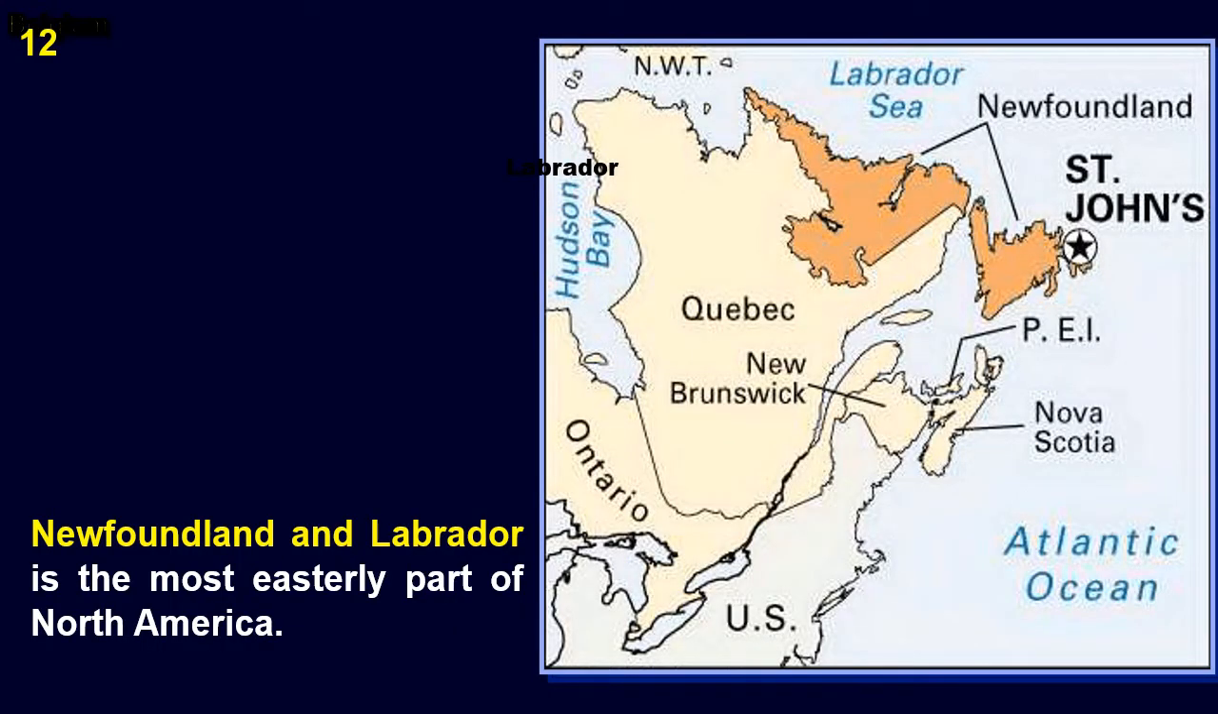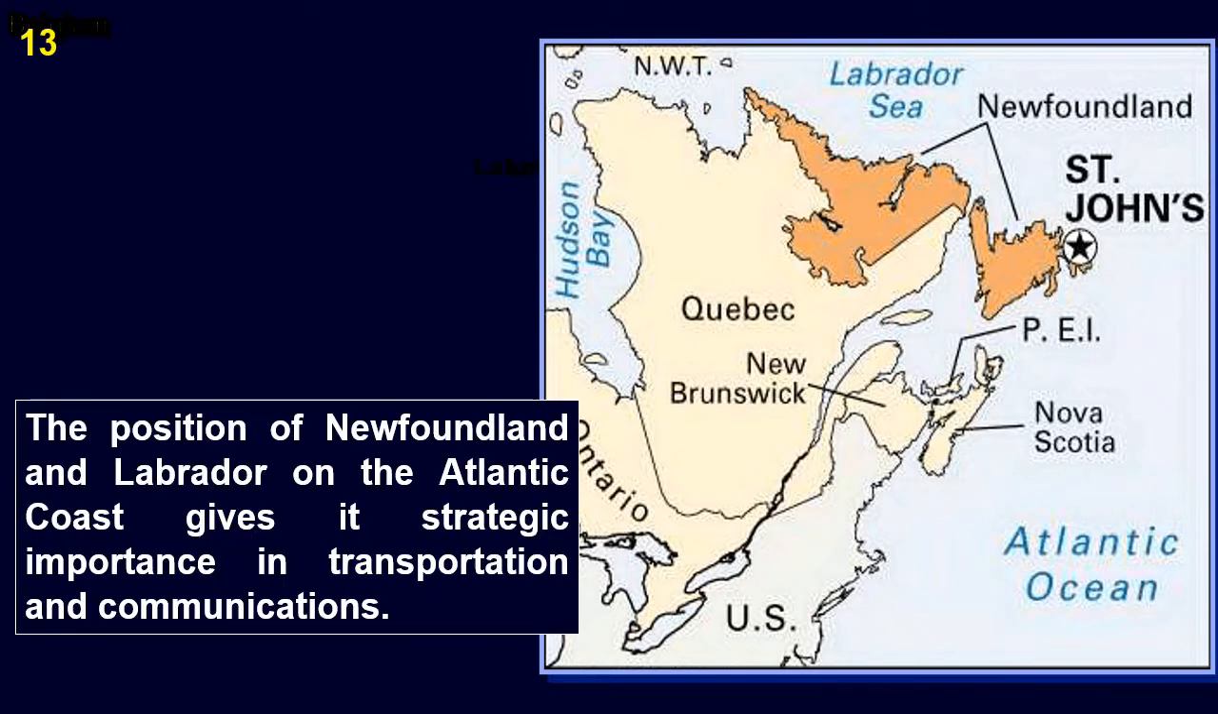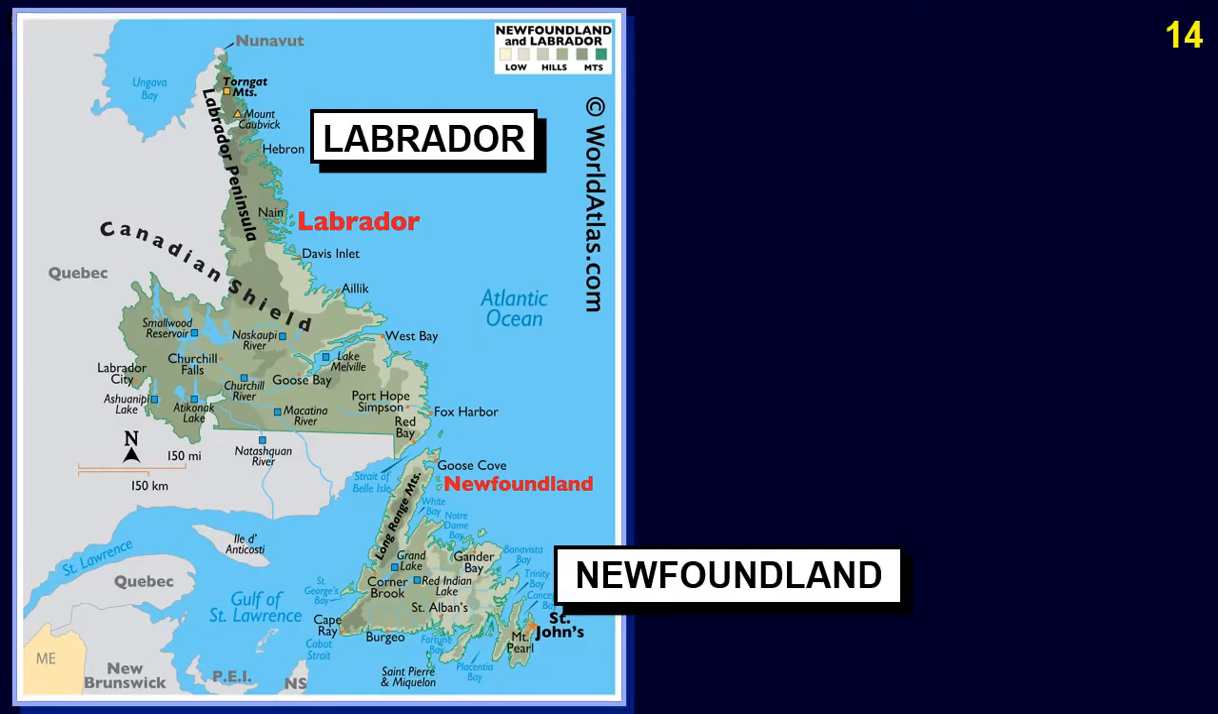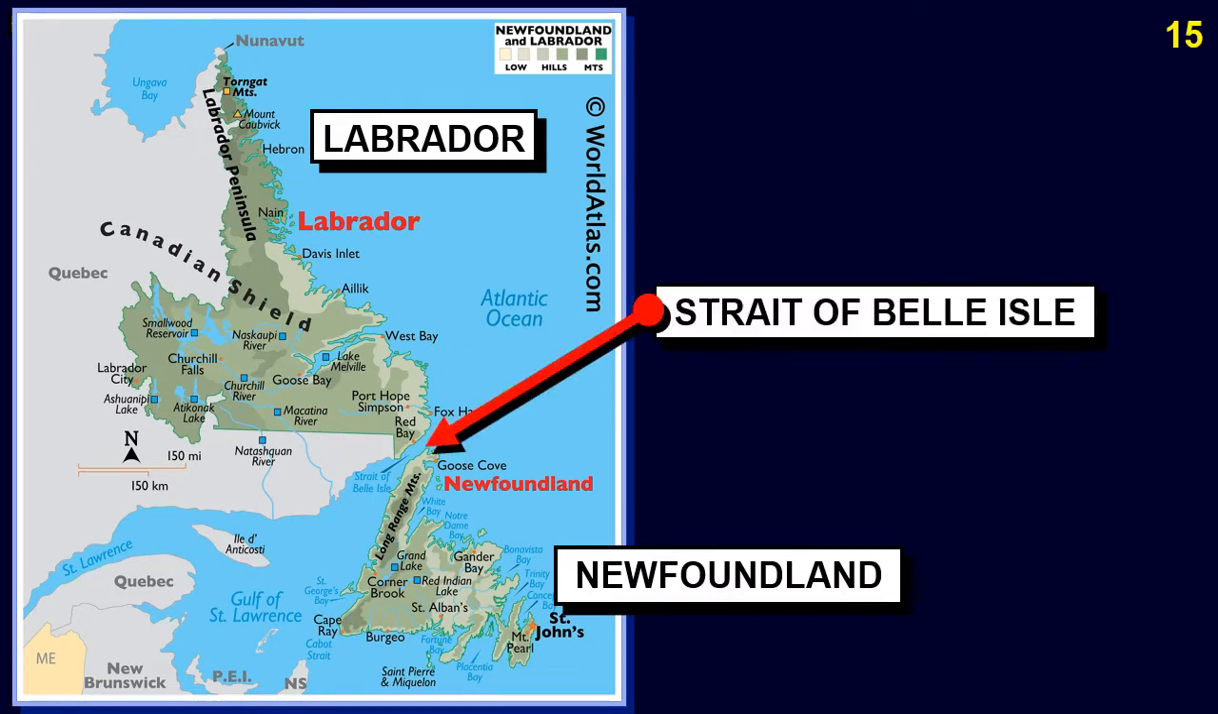Newfoundland and Labrador is the most easterly part of North America. The position of Newfoundland and Labrador on the Atlantic coast gives it strategic importance in transportation and communications. This is the Canadian province of Newfoundland and Labrador. Newfoundland and Labrador are separated by a narrow strait called the Strait of Belle Isle.